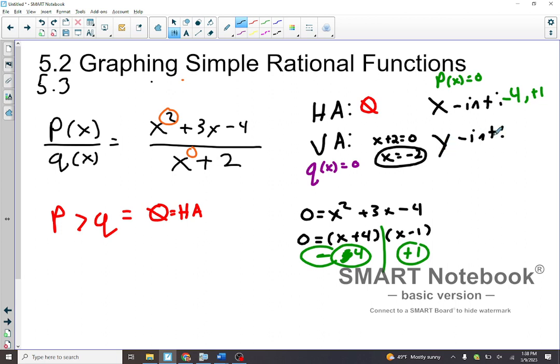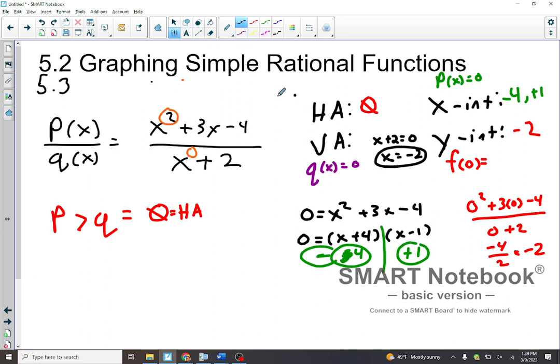All right, so for the y-intercept, what you're going to do here is make x equal 0. I'm going to write that as f of 0, aka plug in 0 for everything. So in this case, I'll do it down here. It's going to be 0 squared plus 3 times 0 minus 4 over 0 plus 2, negative 4 over 2, negative 2. So negative 2 is your y-intercept, okay?